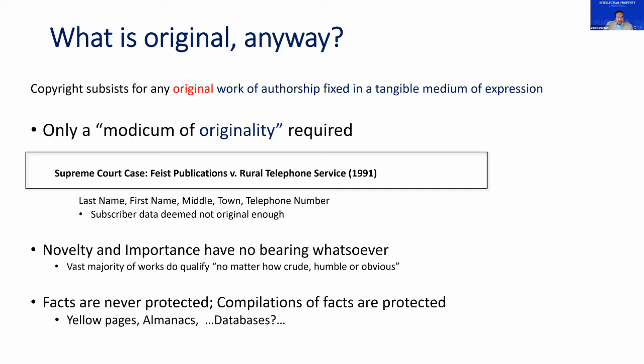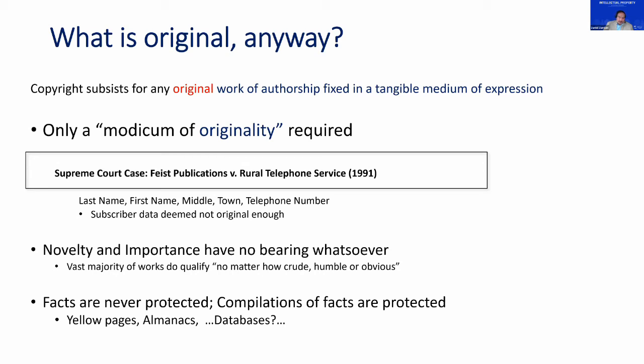What the judge essentially said was, although novelty and importance are not really what matters for originality, you do have to have some expression that is original to the author. The vast majority of works will qualify, even if they're crude, rude, humble, or obvious. But a directory listing of just last name and telephone number is too fact-like to be protected as copyright. It'd be the equivalent of writing down the temperatures of each day of the year and claiming that that is a copyrighted work.